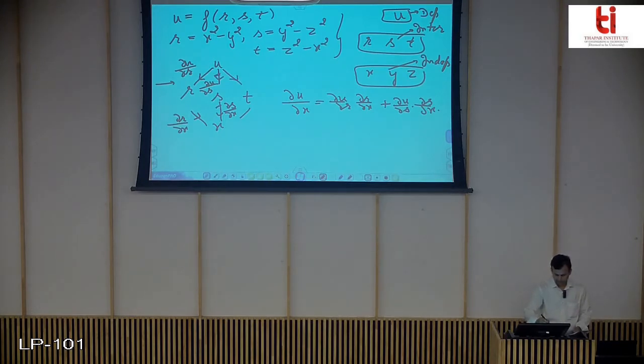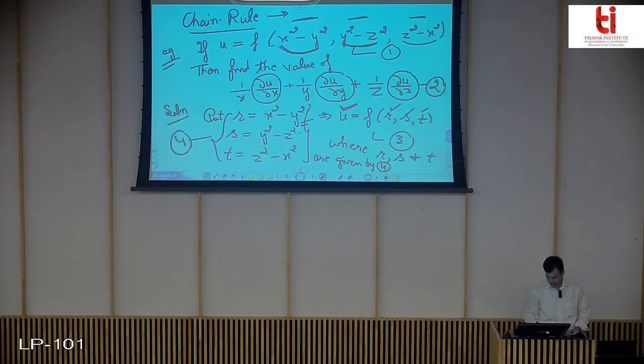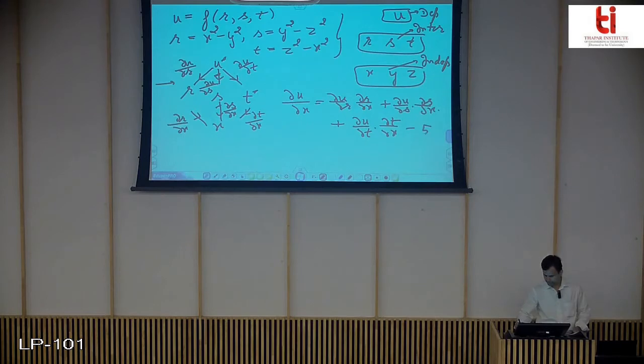Now this is your path 3, and this is branch 1: del u by del t, plus del u by del t dot del t by del x. The derivative of upper variable with respect to lower variable, that is del t by del x. So this is the equation number, say 5. This is the required formula for del u by del x.